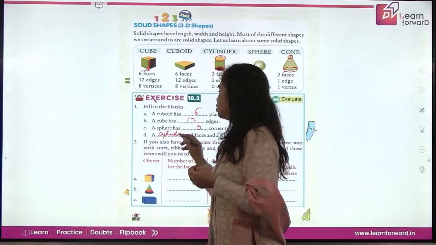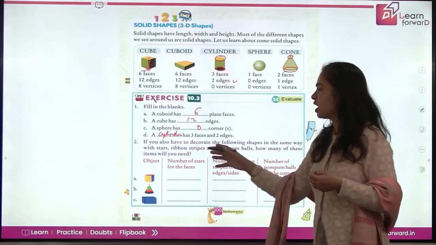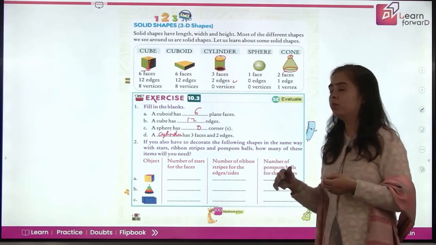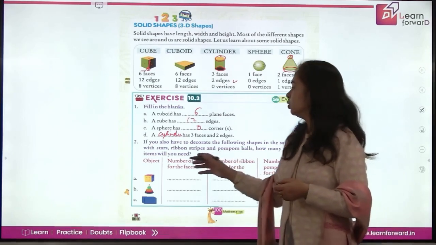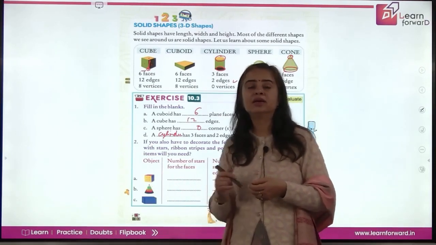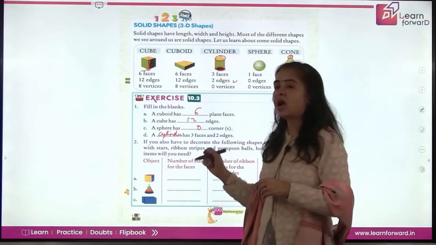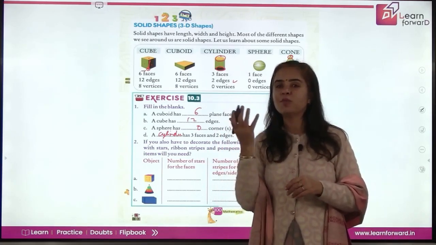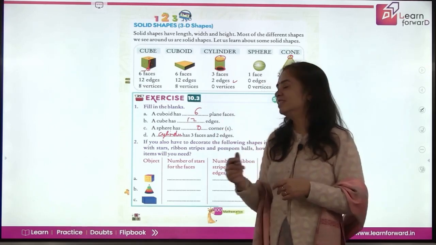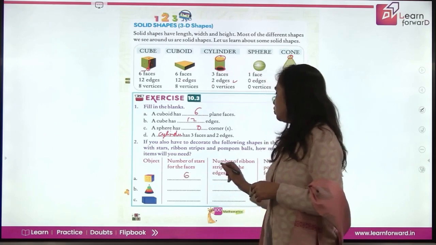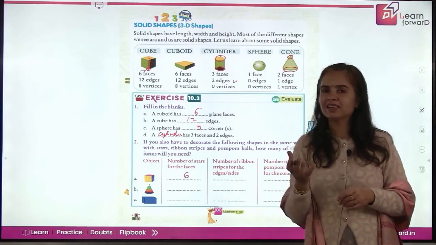Now in the next question, you also have to decorate the following shapes in the same way with stars, ribbon strips and pom-pom balls. How many of these items will you need? So this is your dice, that is your cube. And if you have to put a star on each of its faces, how many faces are there? 6. So how many stars will you need? 6 stars definitely. You have to put the ribbon strips on the edges, on the sides. How many sides are there?